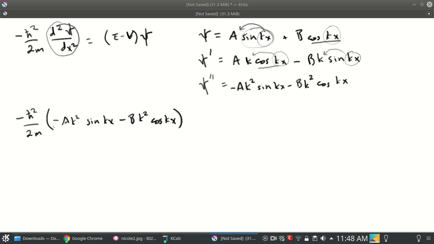Everyone has to do a problem like this, all these algebra steps, a couple of times in their life in order to understand what people are talking about when they say wave function and Schrodinger equation, stuff like that. And now that's going to equal E minus V operating on psi, which was A sine kx plus B cosine kx.